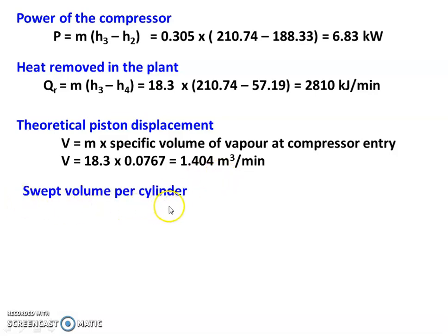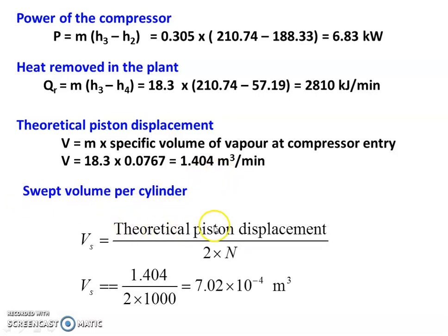Then the swept volume per cylinder. So theoretical piston displacement for the two cylinders, divided by 2 per cylinder and divided by the speed, 1000 RPM. So 1.404 divided by 2 into 1000 equal to 7.02 times 10 power minus 4 meter cube. That is the swept volume per cylinder.